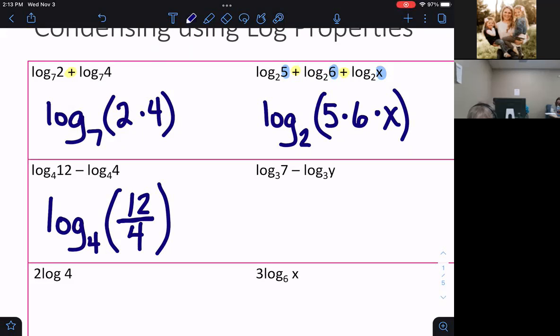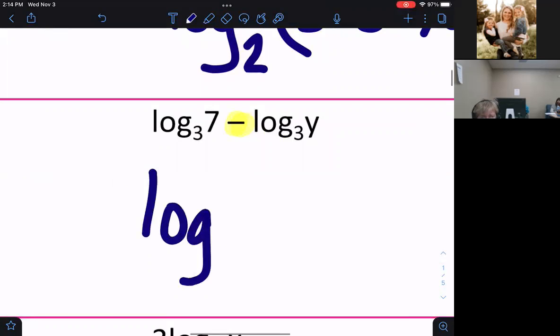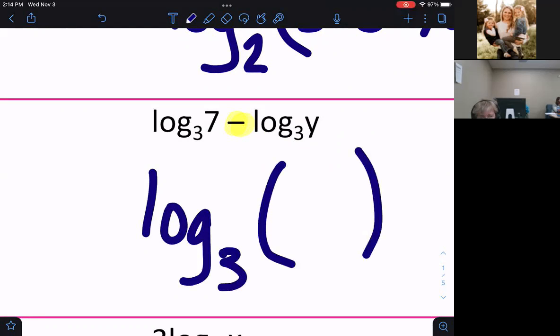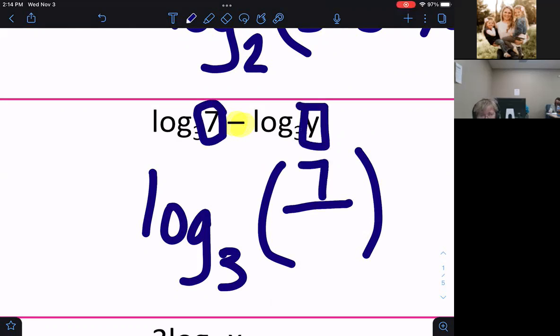So again, we know this is a quotient property problem because when we look at the problem, we see this subtraction sign right here. That subtraction sign is always associated with the quotient property. So we're going to combine log base 3, and then I'm going to have some sort of fraction in my parentheses. The first logarithm has to go to the top. So the 7 goes to the numerator. The y goes to the denominator. So log base 3 of 7 over y is our final condensed answer.